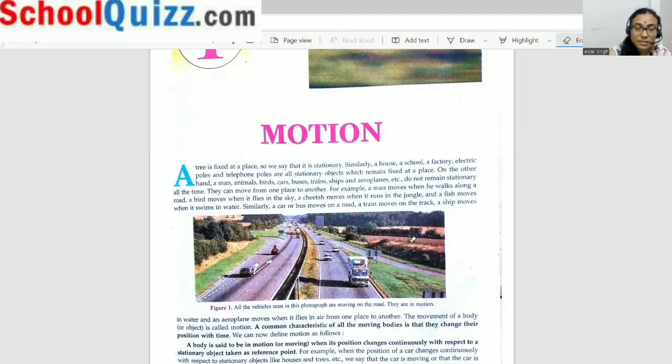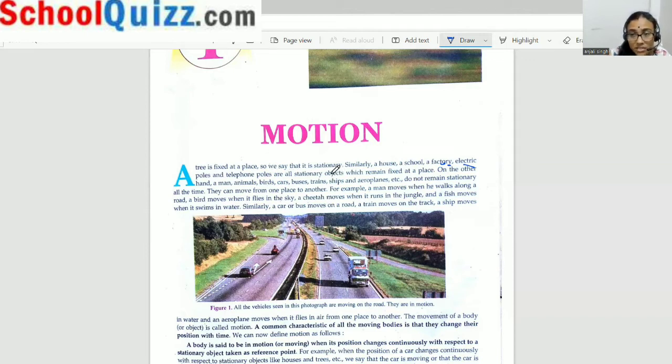Here, it will be there only at a fixed space. Now, a tree is fixed at a fixed place. So we can say the tree is stationary. Like a house also, like a school also, like a factory also. You see, this is the factory. Like electric poles, like telephone, they all are stationary objects.